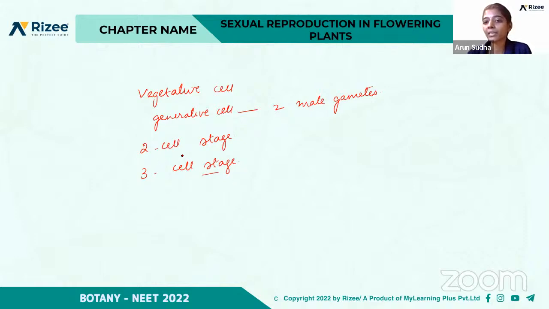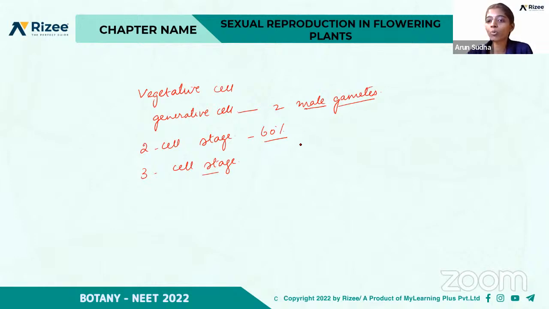It may be shed at the 2-cell stage. In 60% of the angiosperms, they are shed at the 2-cell stage, or it may be shed at the 3-cell stage. So when the 3-cell stage is happening, how does it become 3-cell? That is, the generative cell is split into 2 male gametes.